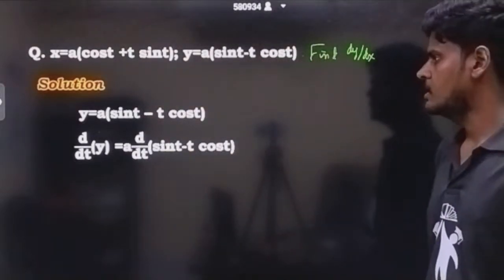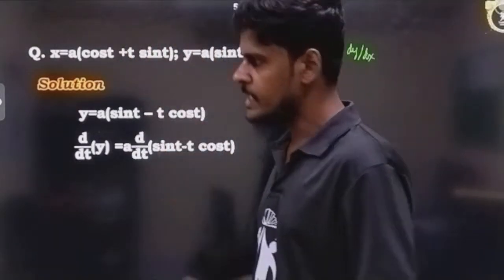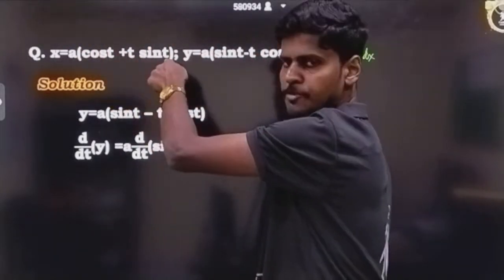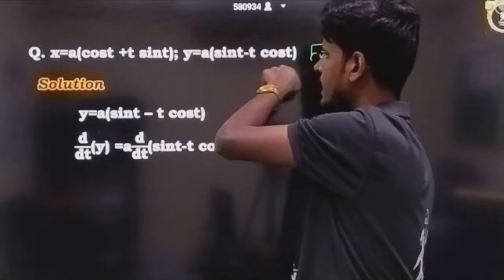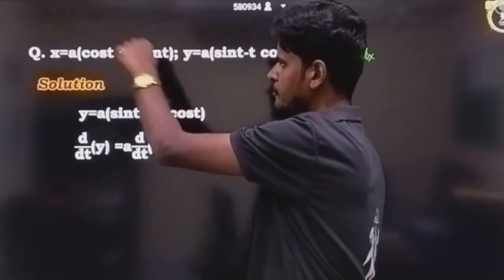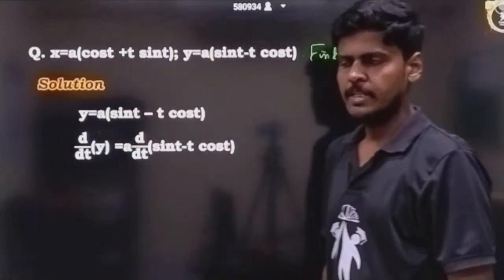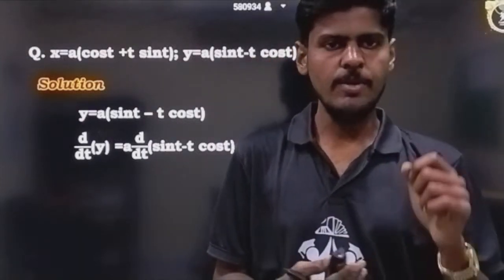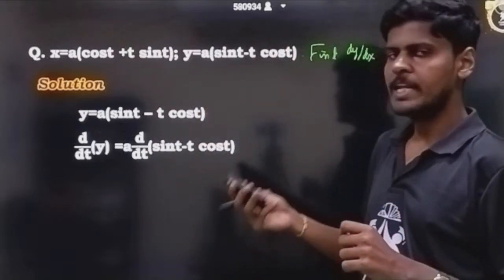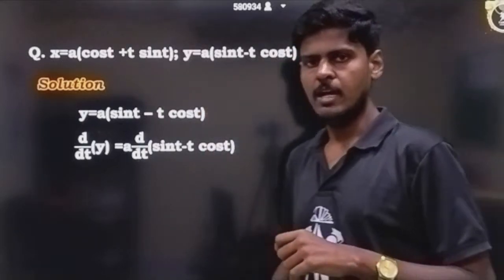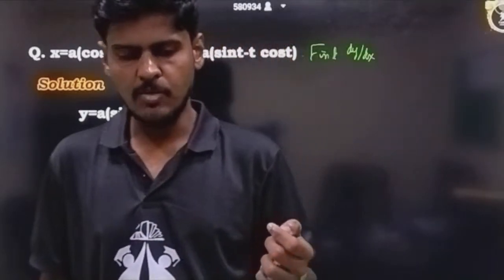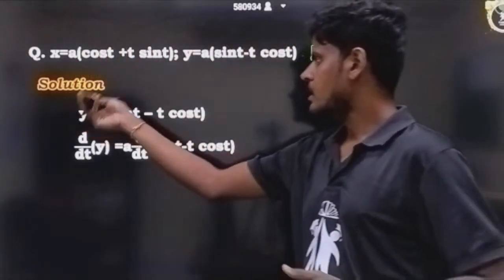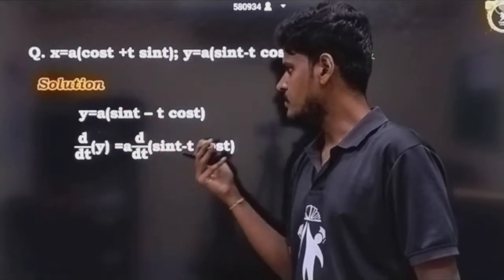Find dy by dx. Now, what is this? It is actually in parametric terms. x is a function of t and y is again a function of t. So when we have x and y in terms of t, what is dy by dx, students? Remember the formula. Dy by dx is equal to dy by dt divided by dx by dt. Or you can also write dy by dx equal to dy by dt into dt by dx. Both are the same. So here y is equal to a into this value.